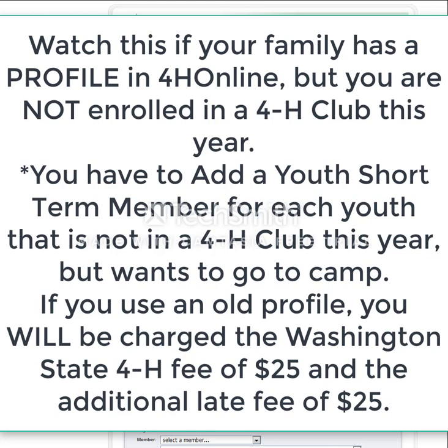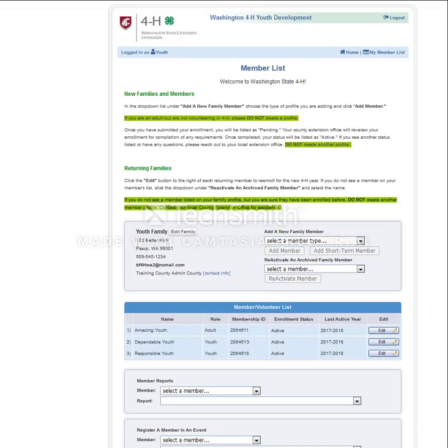So if your family already has a profile in 4-H Online, and you maybe were even in 4-H in the past, but you are not in 4-H this year, there's a new, slightly different way to do your enrollment. So instead of going through and editing to add 4-H camp on your already created profile, you do not want to do that. Instead, you're actually going to add a new member, youth, adding a short-term member.